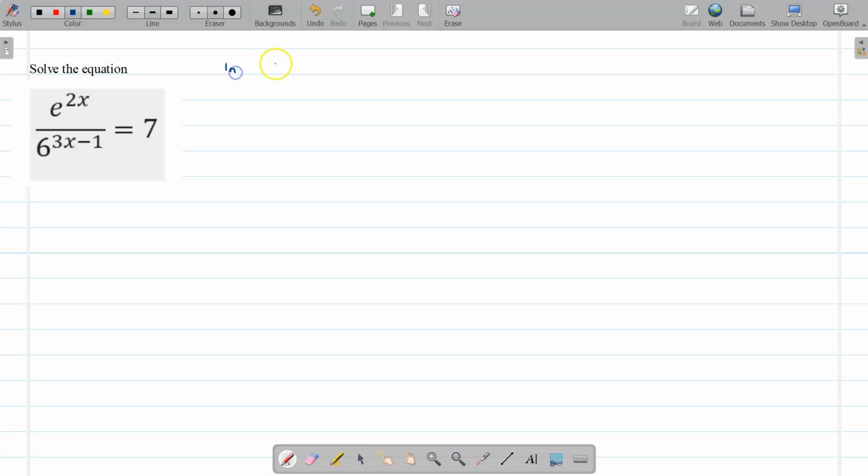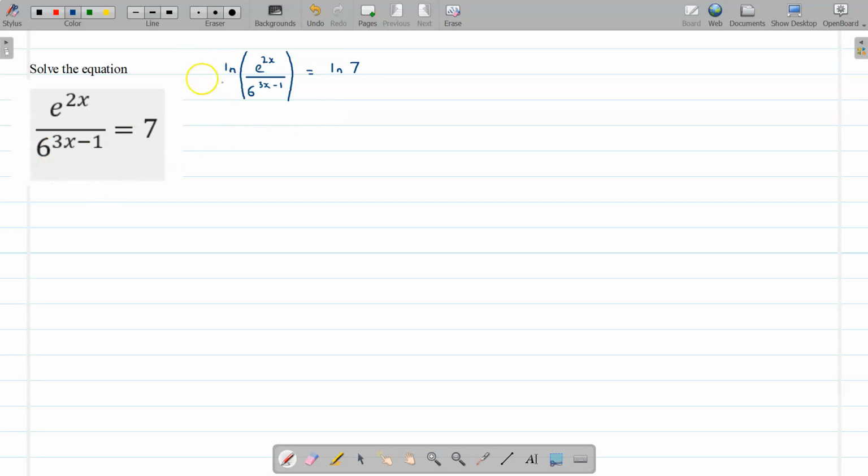So the natural log of e to the 2x over 6 to the power of 3x minus 1, and we need to put some brackets around that whole expression. That will give us the left hand side, and that must therefore equal the natural log of 7. Now we can start applying rules of logarithms.